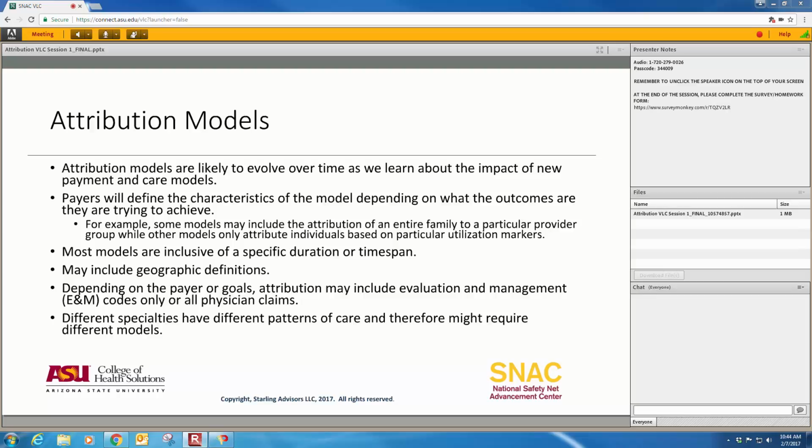Most models are inclusive of a specific duration or time span, and what we mean by that is that they look at a patient's utilization or needs over a given time period. So we don't look necessarily back at the unlimited, complete history of claims data going back for the entire patient's lifetime, but might instead look over the last year, over the last 3 years, in making determinations about where that patient should be assigned.